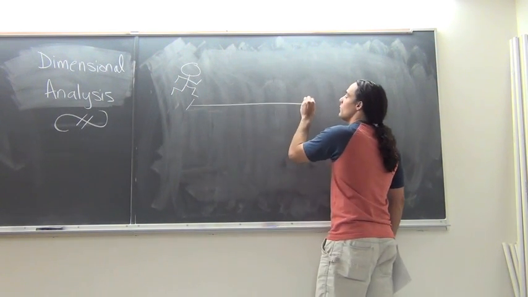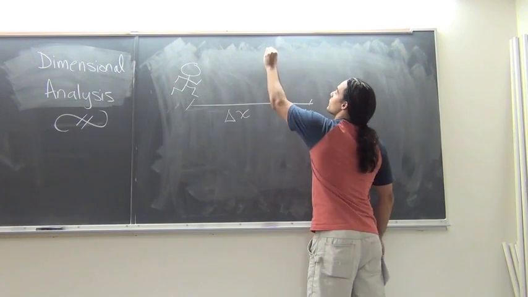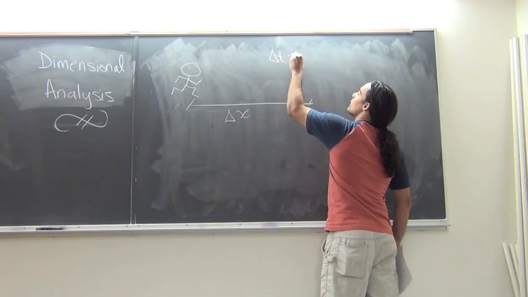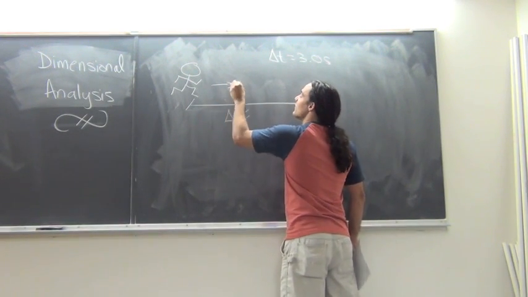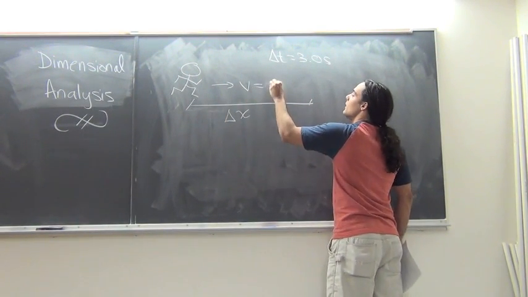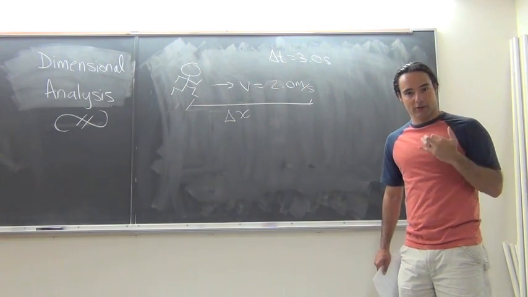And you're running some distance, which we'll call delta x. You're doing that for some time, delta t. Let's say you run for 3 seconds, and let's say you're running at a speed or a velocity of 2 meters per second. And I want to find what delta x is.